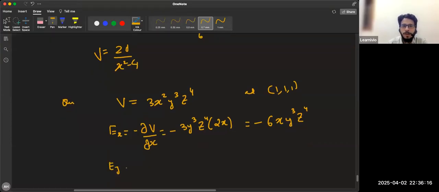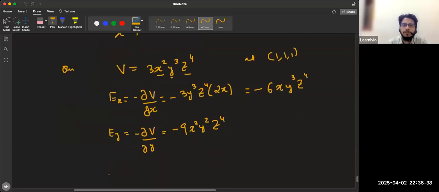Similarly, when you need Ey, this is minus of del V over del y. So your x square and z to the power 4 are constant now. You just have to differentiate with respect to y. So y cube gives 3y square. So it will be minus 9 x square y square z to the power 4. Similarly, if you want to calculate Ez, it's minus of del V over del Z. So z to the power 4 gives 4z cube. So it's minus 12 x square y cube z cube.